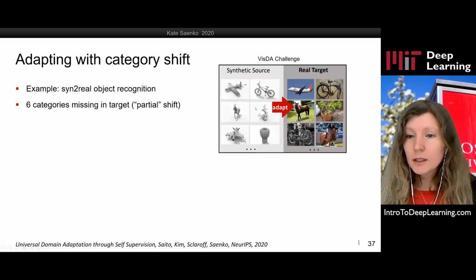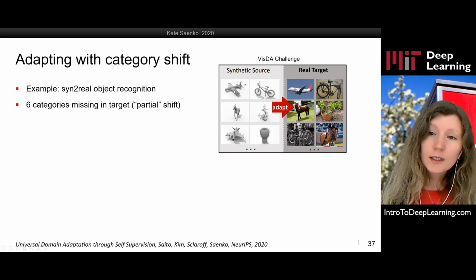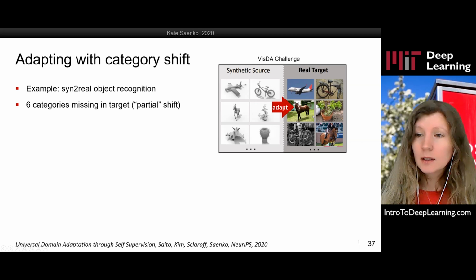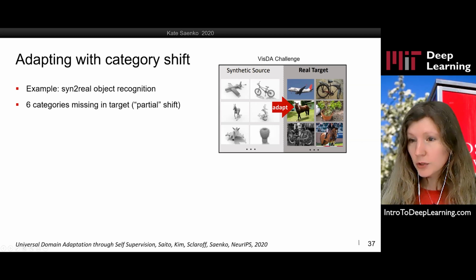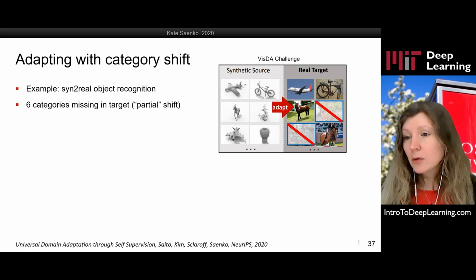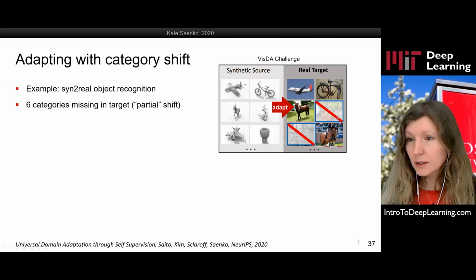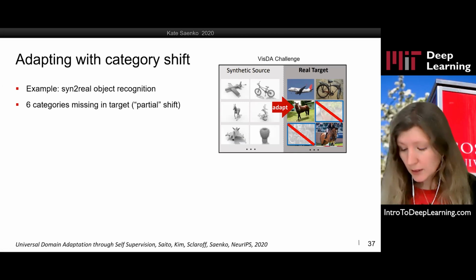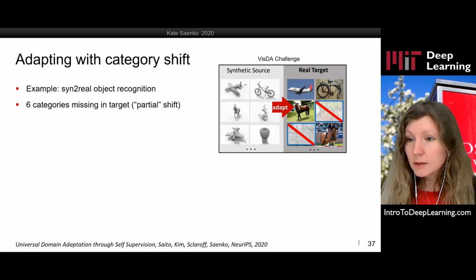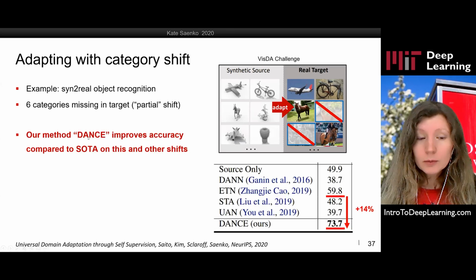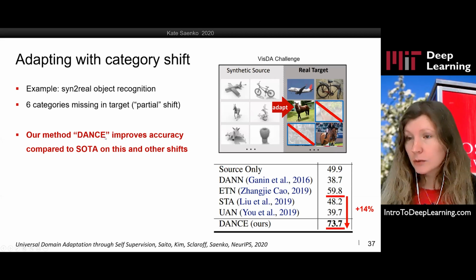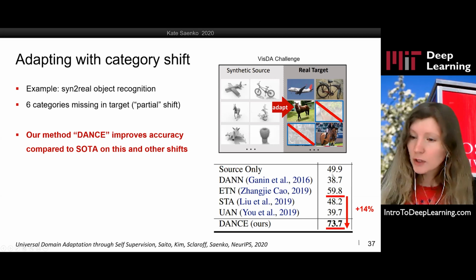Okay, so if we apply it on this data set called the VisDA challenge, which is training on the synthetic images and adapting to a target domain, which is real images, but some of those categories are missing in the target. And again, we don't know which ones in real life because the target is unlabeled, right? So if we apply this DANCE approach that I just described, we can improve performance compared to a lot of the recent domain adaptation methods, and also compared to just training on the source.